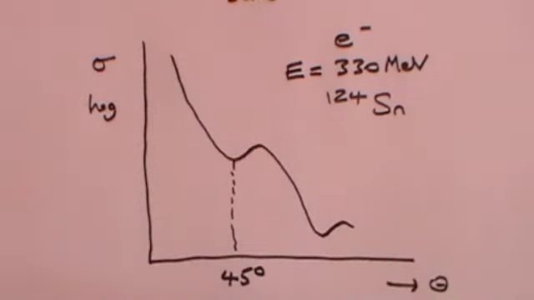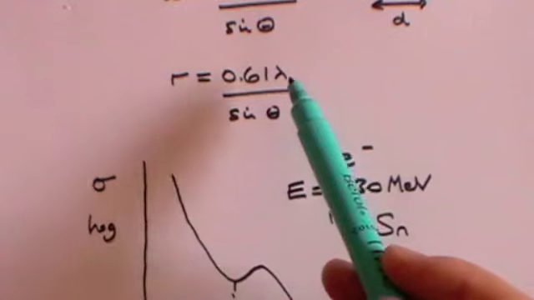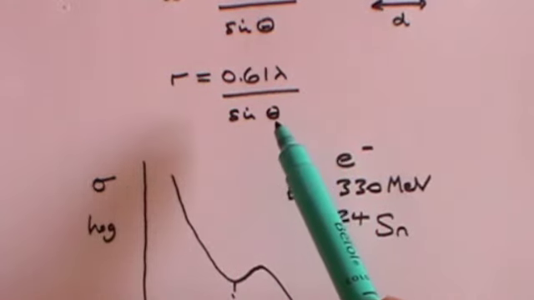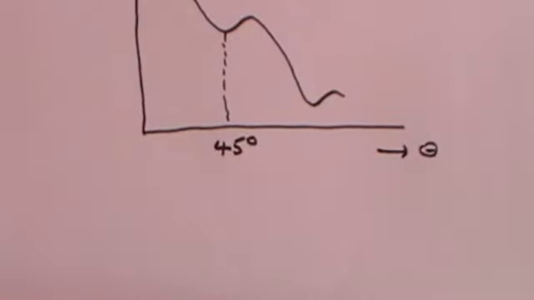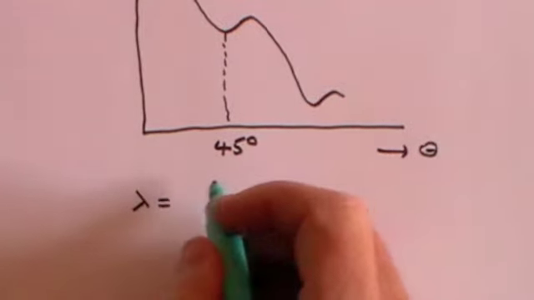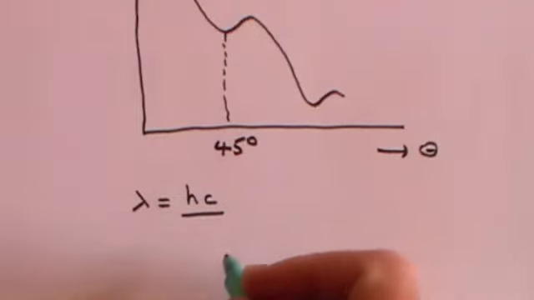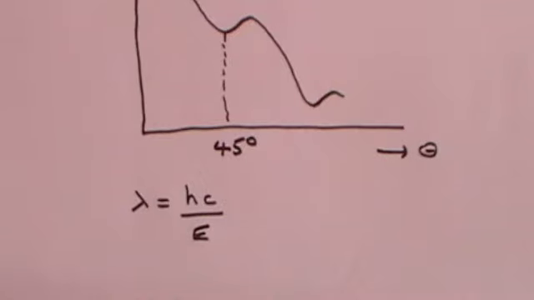So if we regard this electron scattering as effectively electron diffraction through the nucleus, regarding the nucleus as the circular aperture, then we've got a formula here which will enable us to calculate the radius, provided we know the wavelength, because we know the angle of the first minimum, it's 45 degrees. So we need, first of all, the wavelength of the electron beam. We calculated before that the wavelength is Planck's constant times the speed of light divided by the energy of the electron beam.